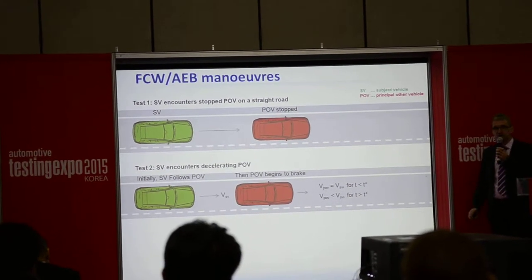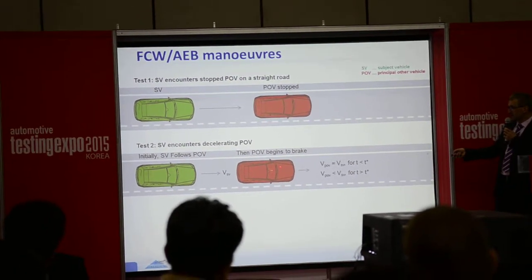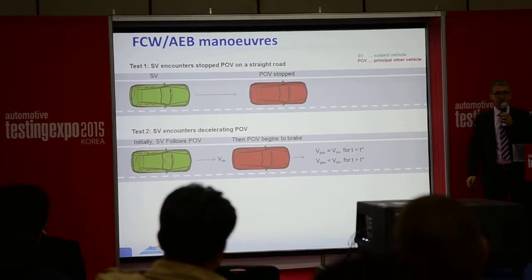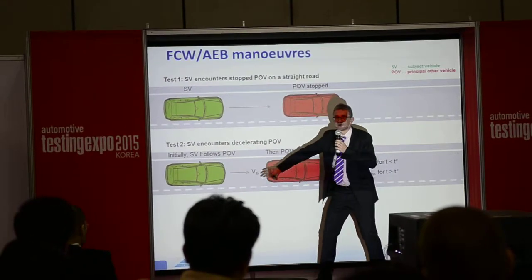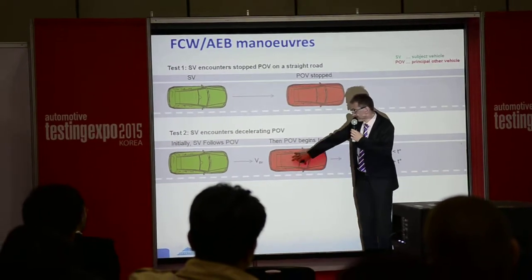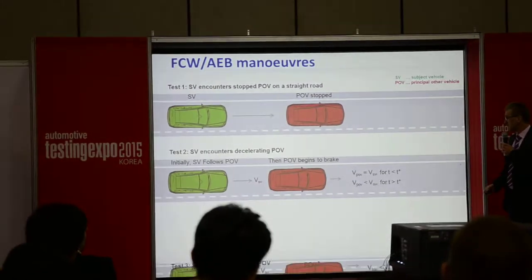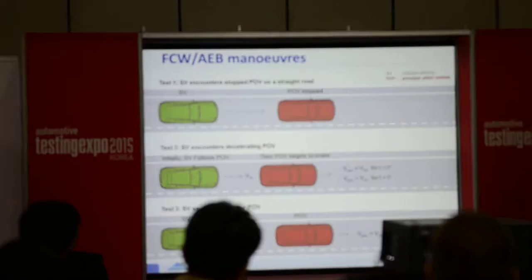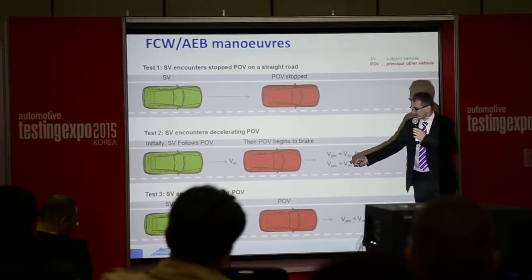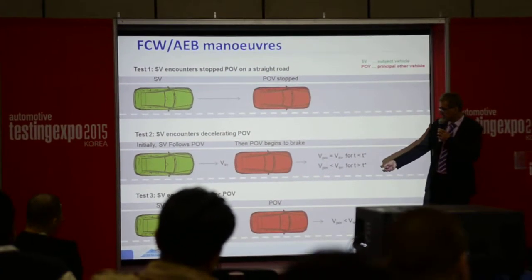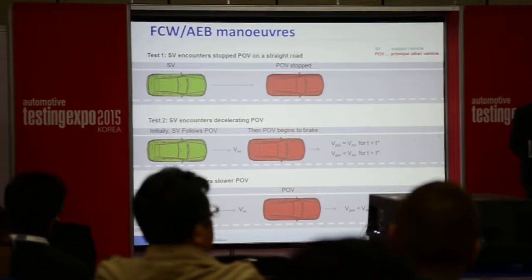In the test number 2, the SV is encountering a POV which is braking. So that means at first both go with the same speed, and then this car starts to brake. The third test that is defined is that our subject vehicle is encountering a principal other vehicle which is just driving slower.